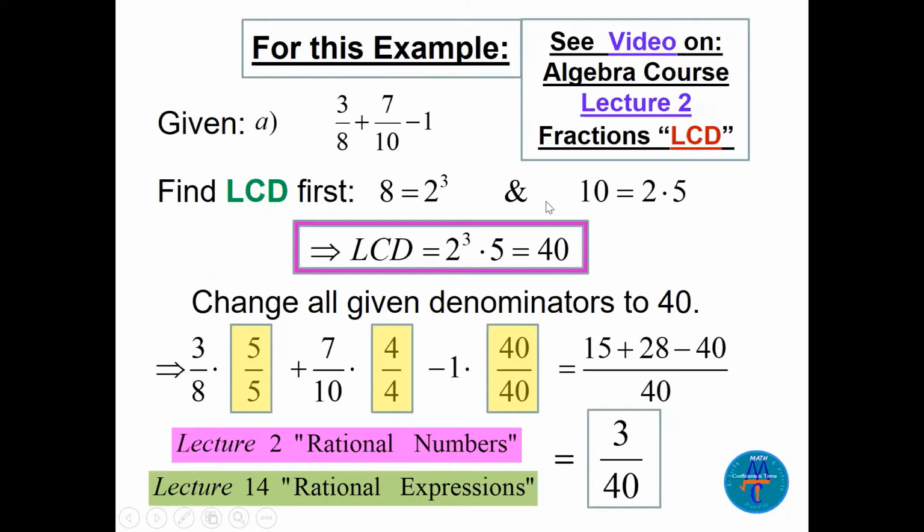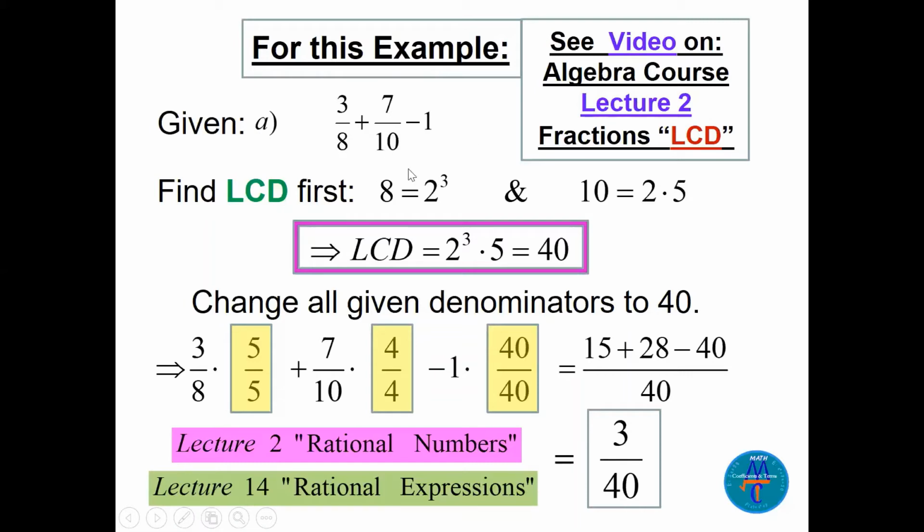Finding the LCD is the same idea, lecture 14. Now, in this lecture we have rational expressions. So maybe instead of 3 over 8, we have x over y, or a minus b over a plus b. You can review this example here: 3 over 8 plus 7 over 10 minus 1. You can go to the video on lecture 2.